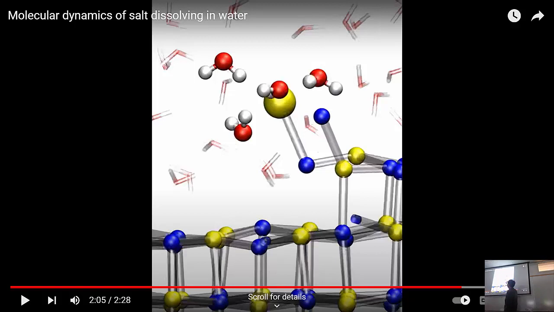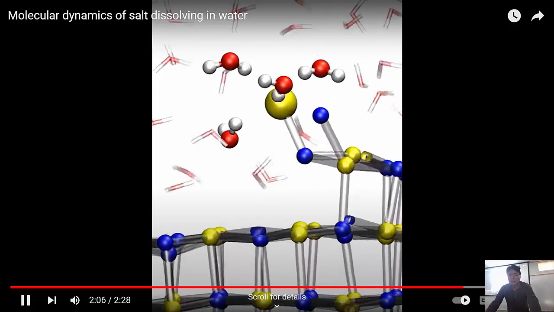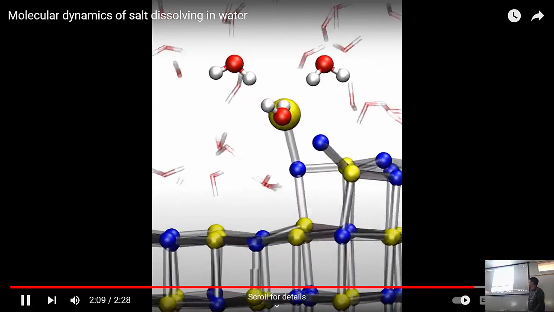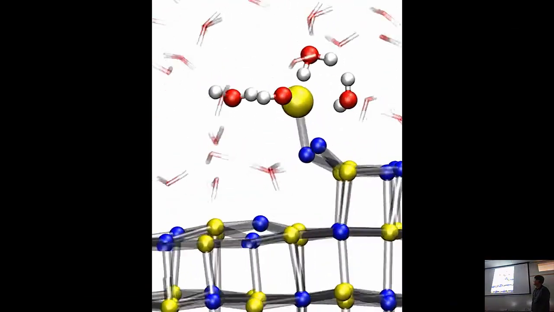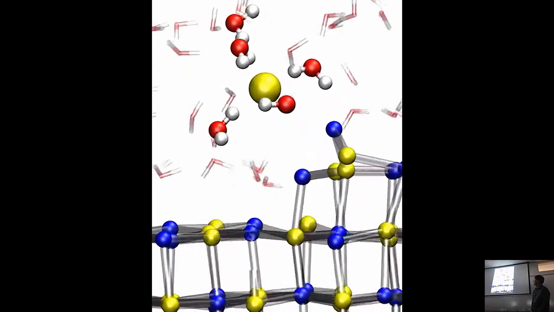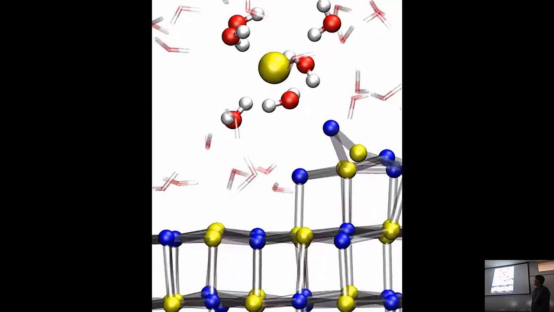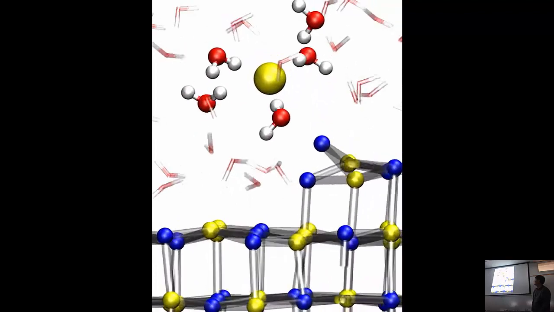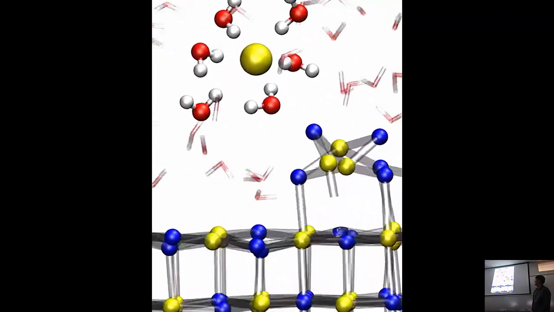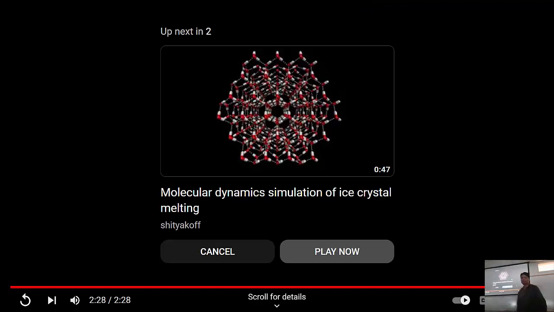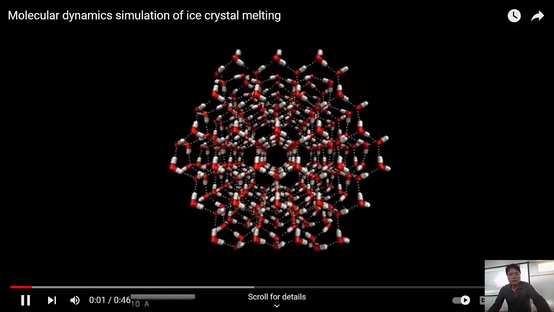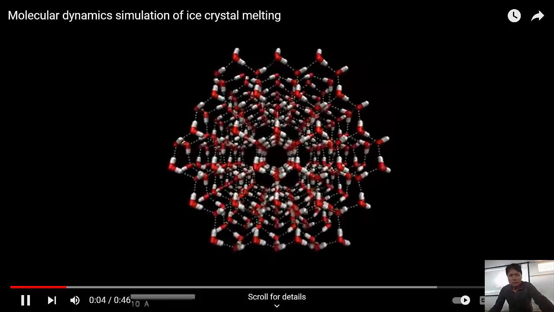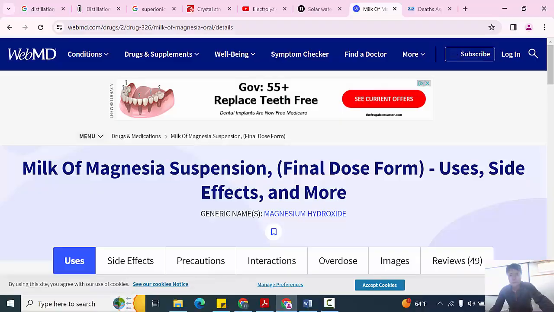How long have these waters been trying to pull off these ions? There we have one successful. But how long would it take for the salt to dissolve? It'll take a long time. So let's see.